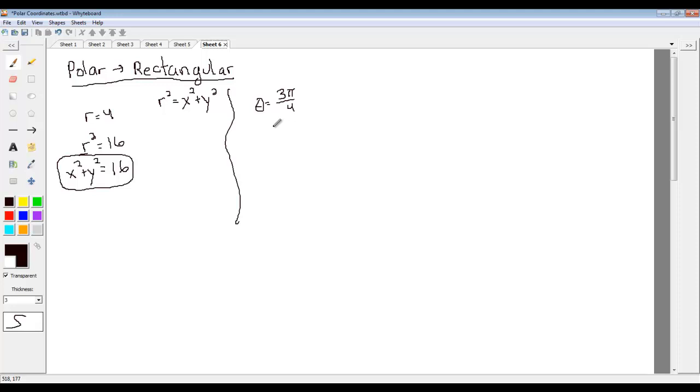Let's take the tangent of theta. Let's take tangent of 3 pi over 4, and we get -1. Well, tangent of theta is the same thing as y over x. In this case, y over x equals -1, so y equals -x. That's a line that goes through the origin, slope of -1.